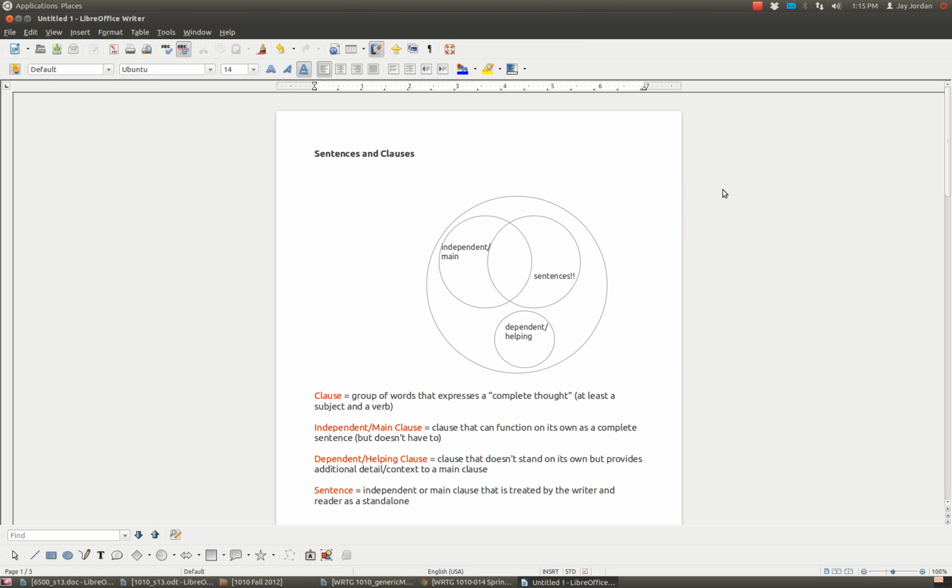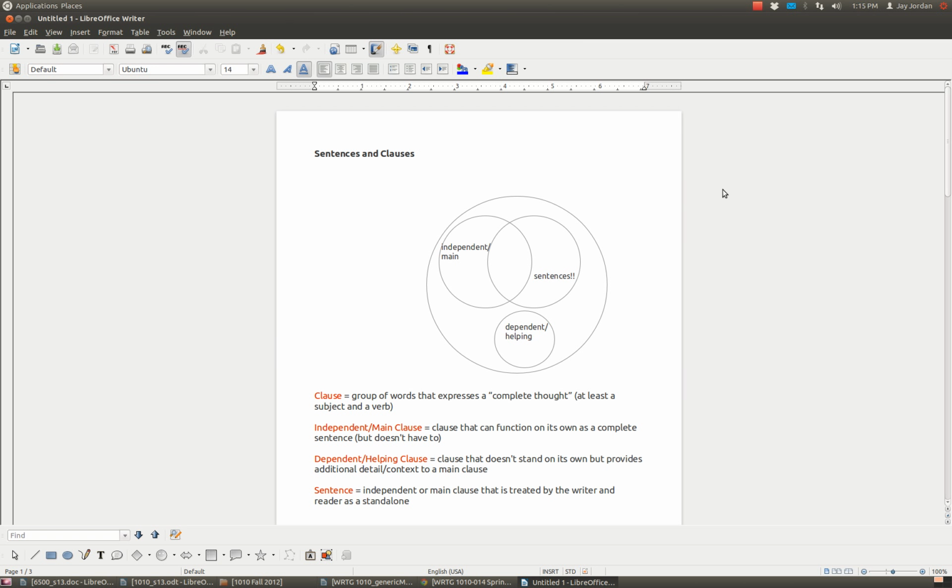An independent clause or a main clause is a clause that can function on its own as a complete sentence but doesn't have to. I'll show you an example of that in just a minute. So you can put a period at the end of an independent clause, you can call it a sentence, and it's a sentence. It's grammatically complete. It passes the test of being a grammatically complete sentence in English if you want to do that.